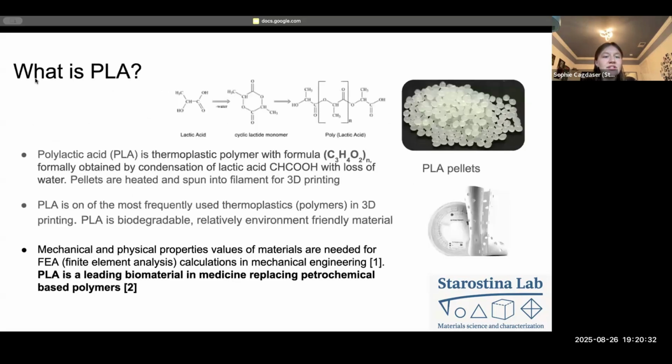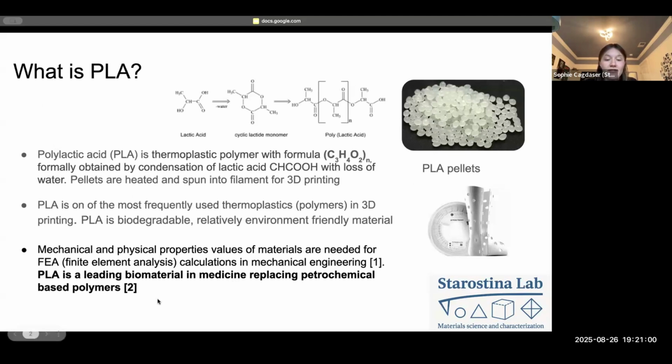I'd like to start off this presentation by discussing what PLA is. Polylactic acid, also known as PLA, is a thermoplastic polymer that's formally obtained by the condensation of lactic acid with the loss of water. Its pellets are heated up and spun into a filament for 3D printing. PLA is one of the most frequently used thermoplastics in 3D printing. It's biodegradable and relatively environmentally friendly.